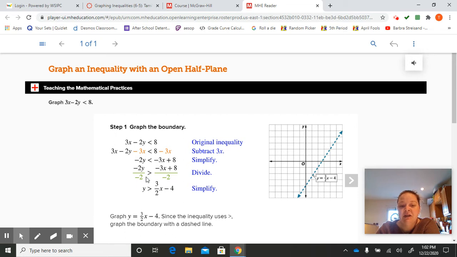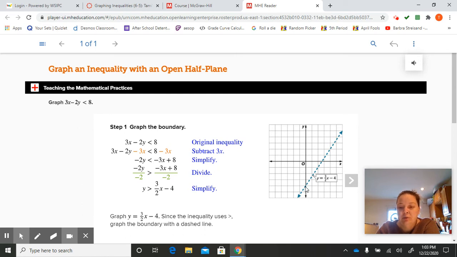Divide both sides by negative 2, and remember, when you divide by a negative when you're doing inequalities, you have to change the inequality symbol, reverse it, flip it, however you want to think about it. So then it becomes y greater than 3 over 2x minus 4. So 3 over 2 is our slope, and negative 4 is our intercept.